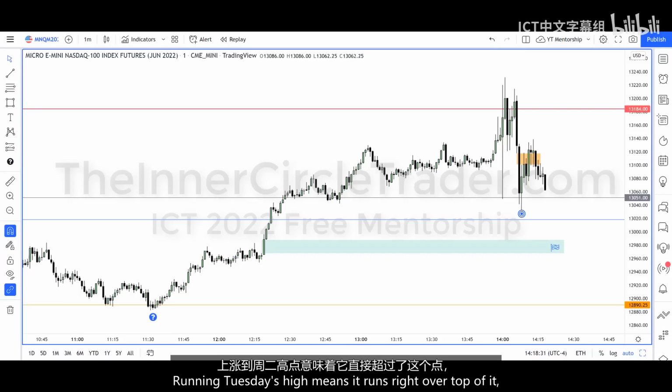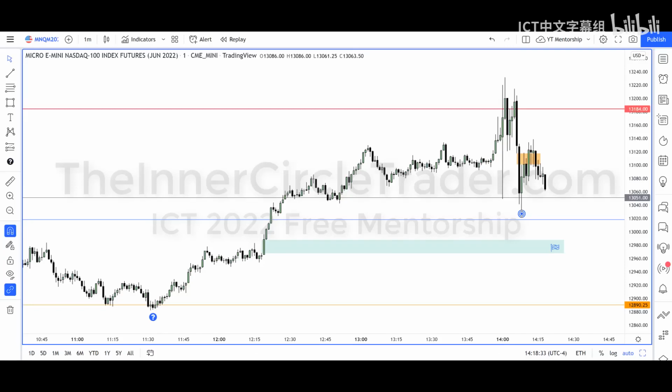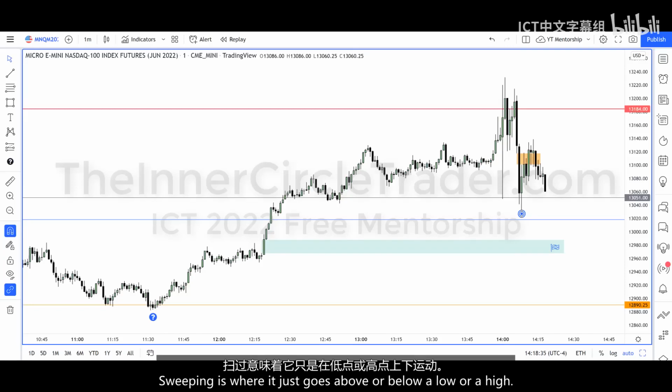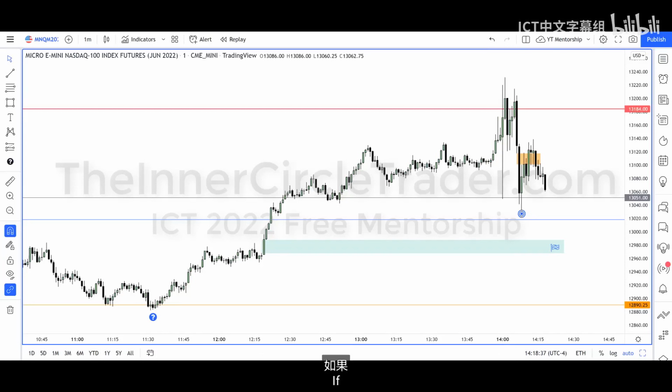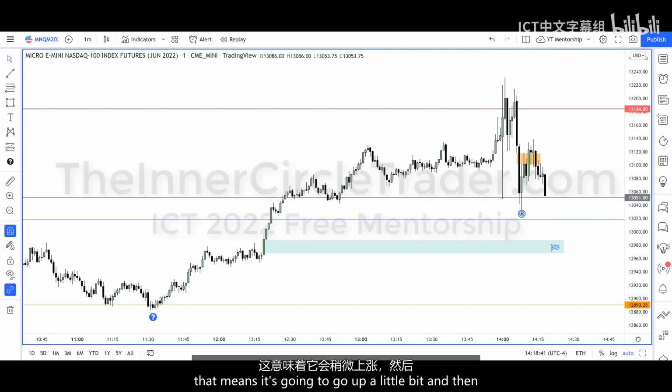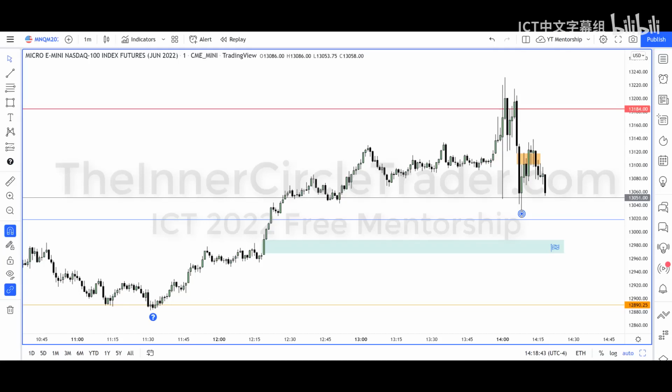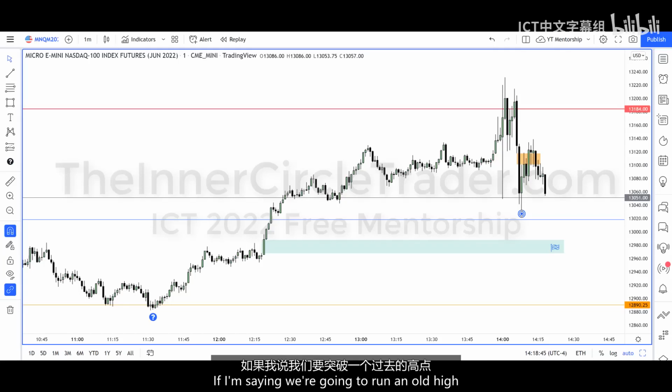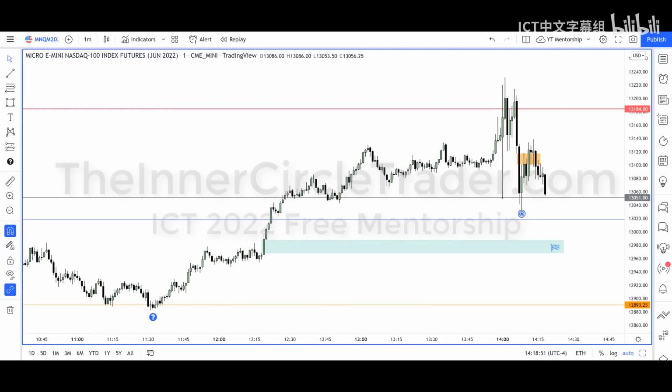Running Tuesday's high means it runs right over top of it and it just doesn't look back. Sweeping is where it just goes above or below a low or a high. You know what I mean? If we're going to sweep buy side, that means it's going to go up a little bit and then go down and reverse. If I'm saying we're going to run an old high or relative equal highs, that means we're going to run through it and continue.